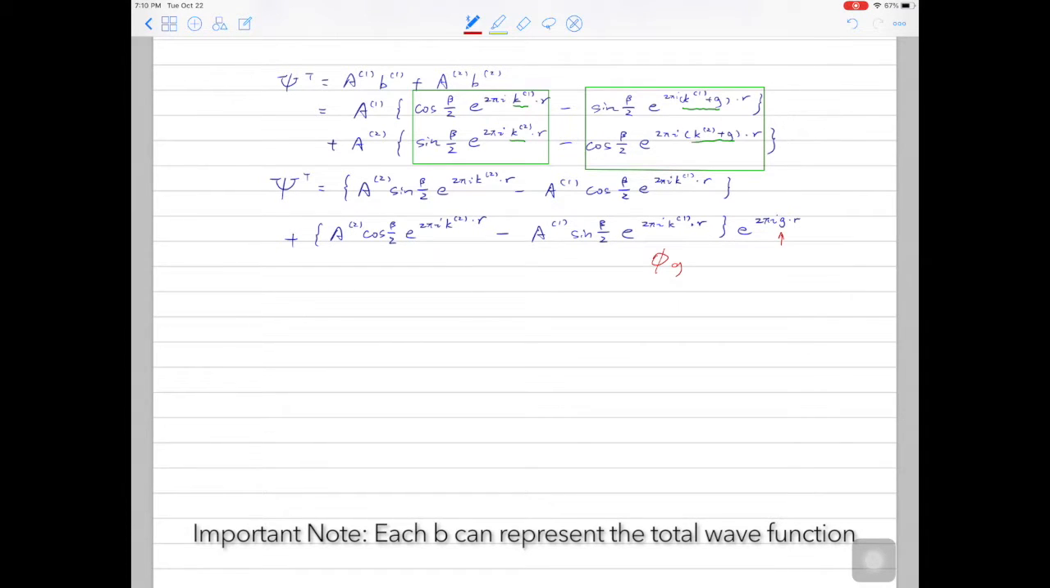Here I'd like to make a special note. B1 does not represent the wave function of the transmitted beam. B2 does not represent the wave function of the diffracted beam. B1 and B2 each can represent the total wave function. The reason why we have B1 and B2, those two terms, is because we have gamma 1 and gamma 2 previously. Gamma is the phase of the electron wave.